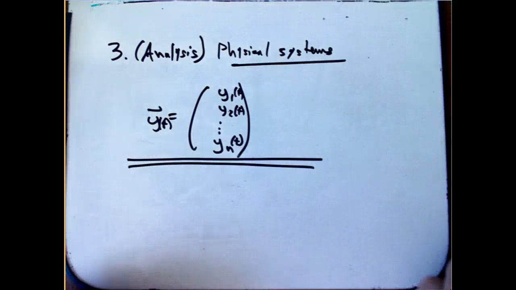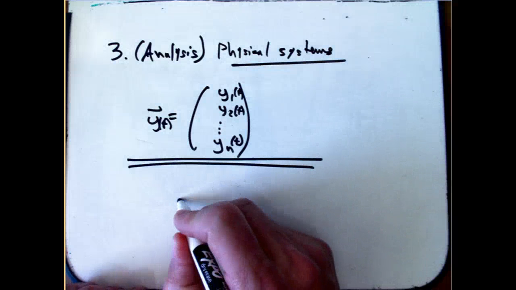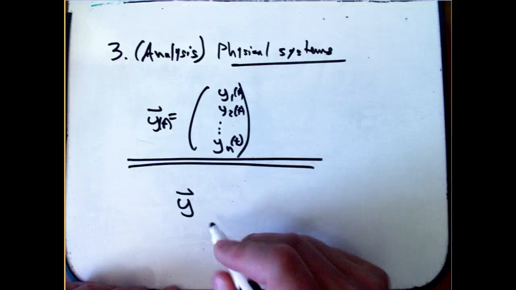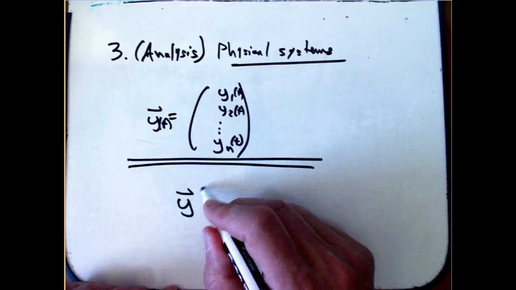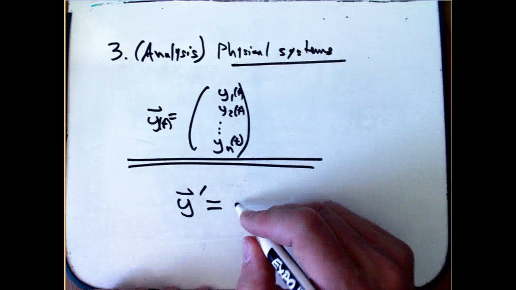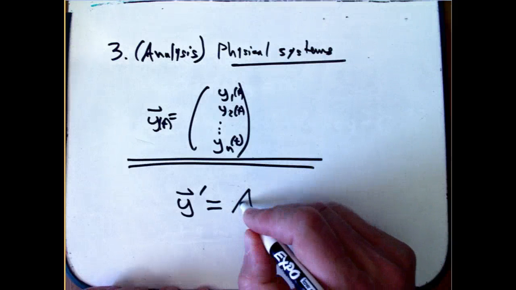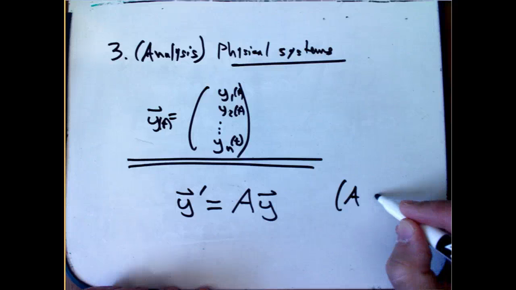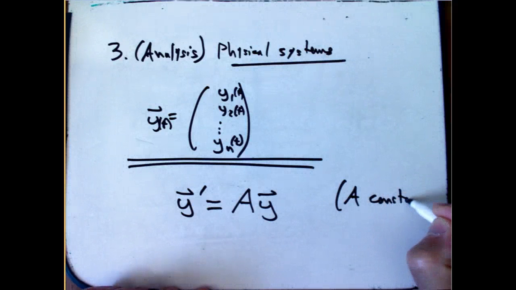And if we're lucky enough that that satisfies a linear differential equation, a linear constant coefficient homogeneous differential equation, to be precise, then the way you write that is just y prime is a matrix A times y. And here A is a matrix of constants.